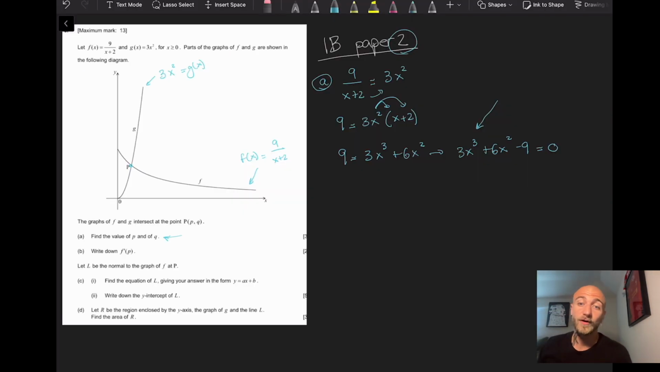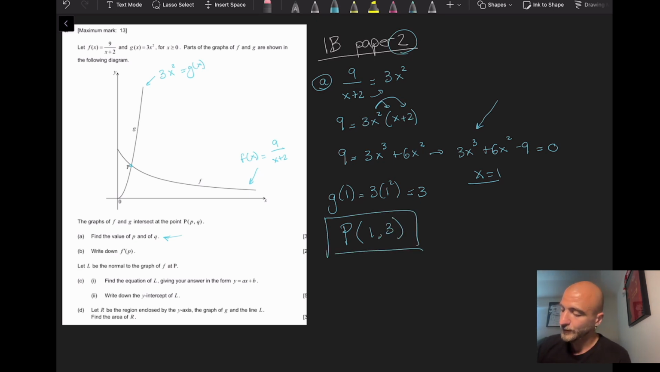Let's go back. So from our graph, we see that this is going to be true when x is equal to 1. That's our x coordinate. If I go back into any of the two functions and just plug in a 1, I think the easier one is g of x. So g of 1 is going to be equal to 3 times 1 squared. 1 squared is 1. So 3 times 1 is 3. So the coordinates for P are 1, 3. There's the first part of our problem, already worth 3 marks.